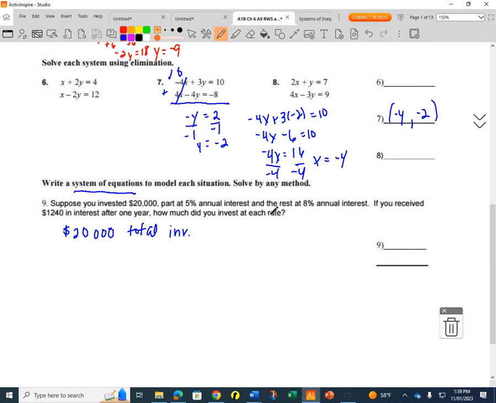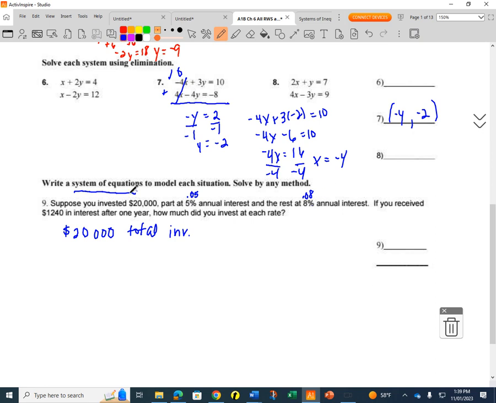It tells us they invested part at 5%, so part of the money. So a big chunk of money, they invested at 5%. A big chunk of money, they invested at 8%. I'm going to remind myself, I'm not going to use a percent sign, I'm going to use a decimal. If you forget how to convert that to a decimal, just take that and divide by 100. Whatever's in front of the percent symbol, right? This would be 0.08.